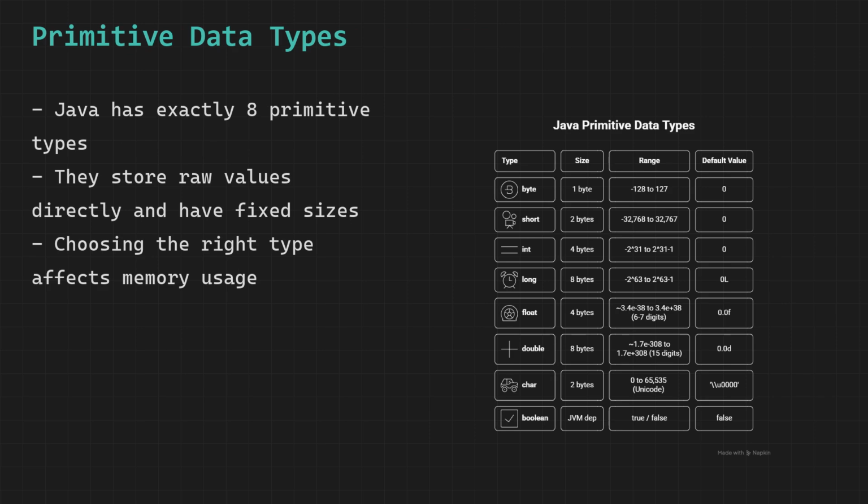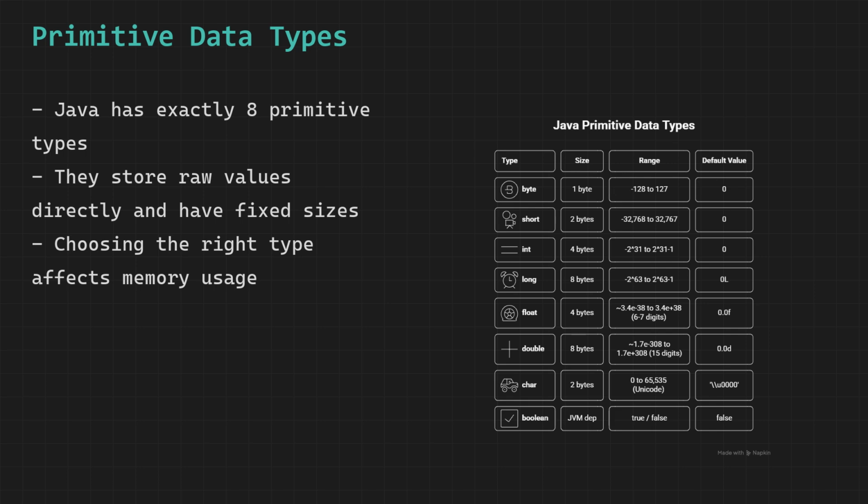Primitive data types are the most fundamental data types in Java. They are not objects, they don't have methods, and they store their values directly in stack memory rather than on the heap. There are exactly 8 of them, and each one has a fixed size in memory regardless of which OS or machine you're on. This is part of Java's platform independence guarantee.